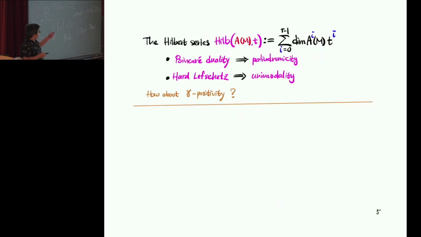But what we care about is, okay, if we consider the Hilbert series of the Chow ring, which is defined the following way, basically a generating function of the dimension of each graded piece. Well, then Poincaré duality basically means the palindromicity of the Hilbert series, and Hard Lefschetz just means the unimodality of the Hilbert series. So a natural question is, okay, how about gamma positivity?